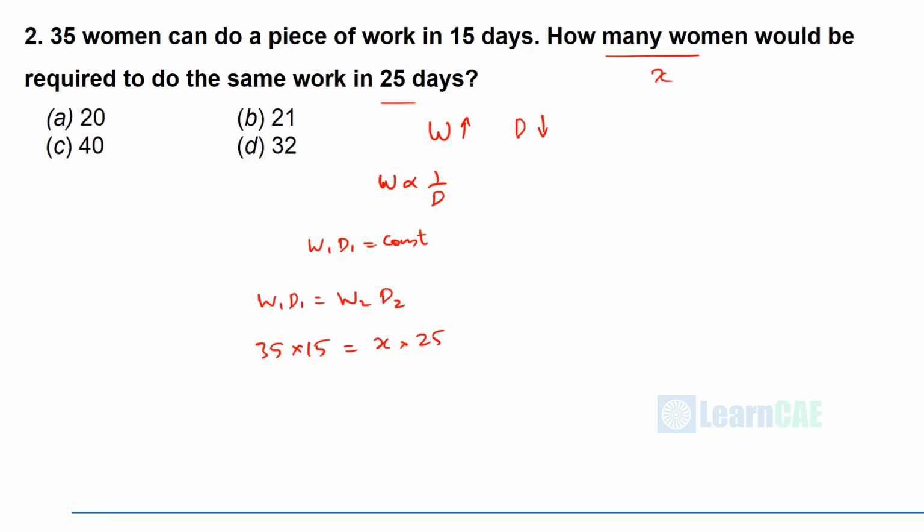Okay. X is equal to 35 into 15 by 25. We shall divide by 5 at first. 3, 5, this will be 7. So X is equal to 7 into 3, 21. So 21 women are required to do the same work in 25 days. Okay. So 35 into 15 is equal to 21 into 25. Answer is B.